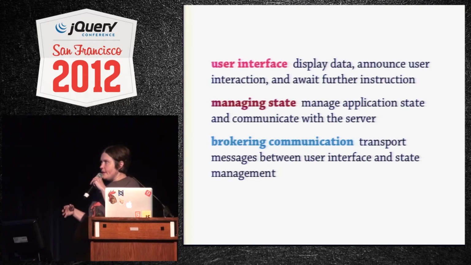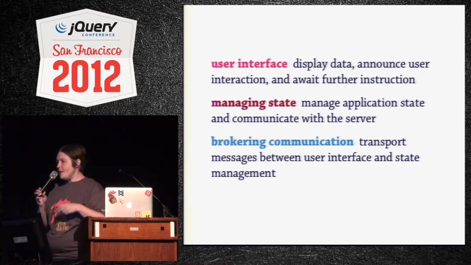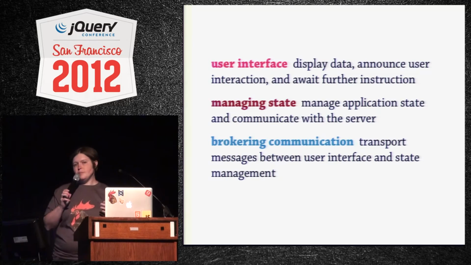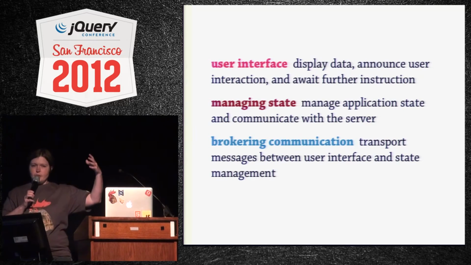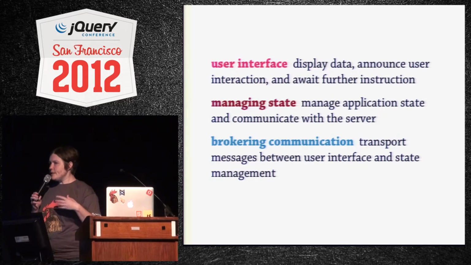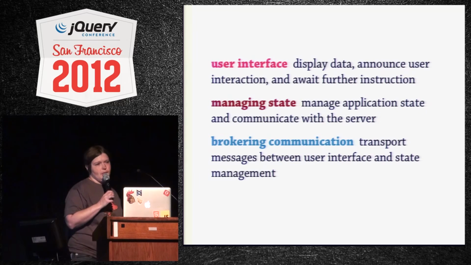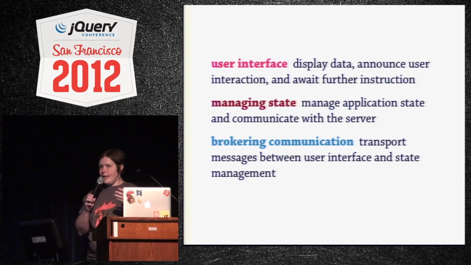We also want to make sure that state management is separate from our user interface. And then finally, we need to be thinking about how we're going to broker communication between our application state and data and the user interface. When something changes in our data, how is that change going to manifest itself in the user interface? When a user interacts with the user interface, how is that going to manifest itself in the data?